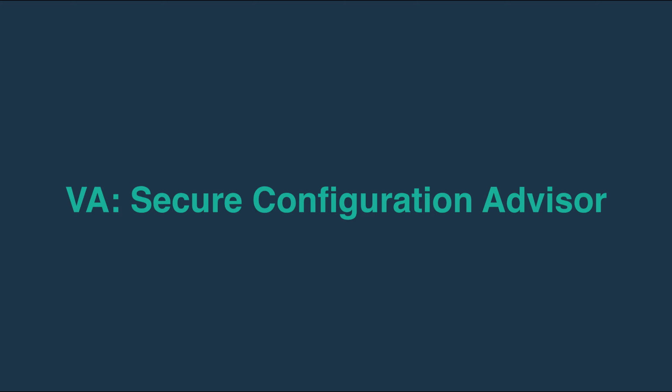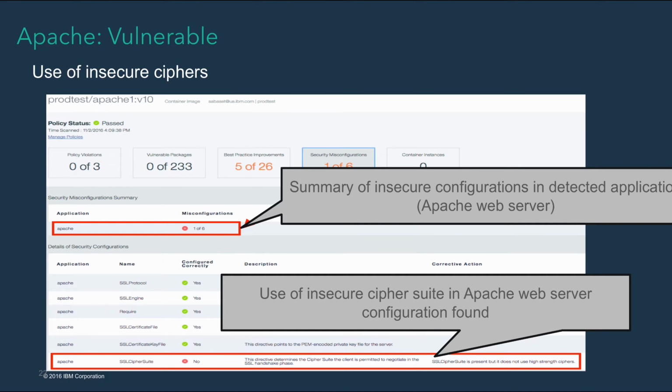Now let's take a look at Secure Config Advisor within Vulnerability Advisor. As we navigate to the fourth tab labeled Security Misconfigurations, we can see that this particular image has Apache and then also all of the security checks that we are doing for it. So this one is failing 1 out of 6 configurations, and we've detected an insecure configuration in Apache Web Server. The description of this is that it is using an insecure cipher suite in Apache Web Server, and that is increasing your vulnerability.